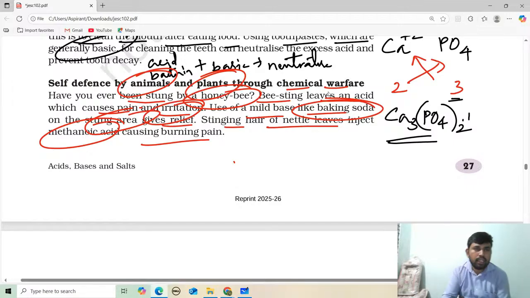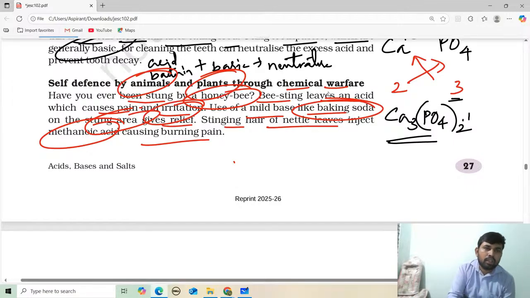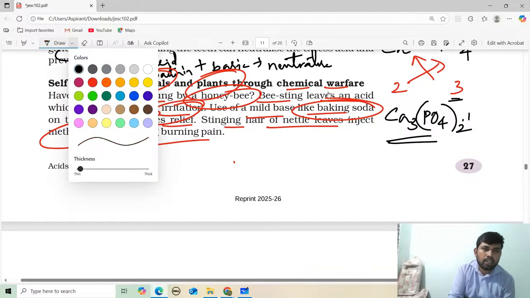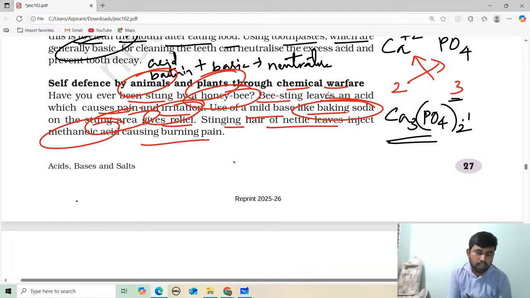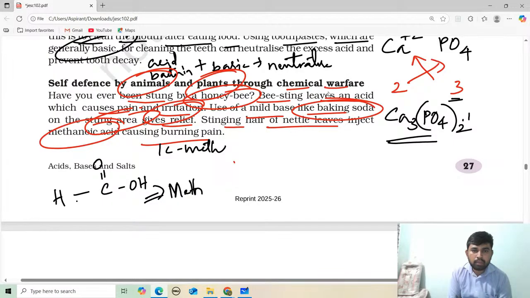Methanoic acid, what is that? We went through it in the chapter on carbon compounds. Here we have C double bond O with OH, and here H is there. How many carbons are there here? We have one carbon. One carbon means the root word is METH, written here as METH because of only one carbon. Similarly, single bond between carbon and oxygen.